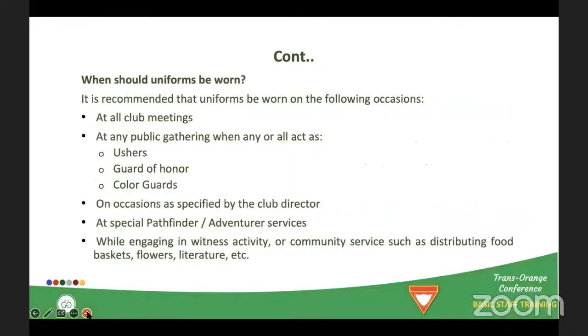When should uniforms be worn? It is recommended that uniforms be worn on the following occasions: at all club meetings, at any public gathering when any or all act as ushers, guard of honor, color guards, on occasions as specified by the club director, at special Pathfinder or adventurer services, while engaging in witness activity or community services, such as distributing food baskets, flowers, and literature. So those are the occasions when we are to wear uniform. Next slide.